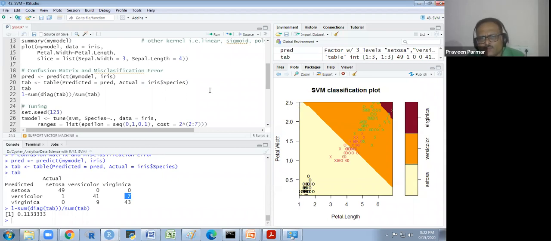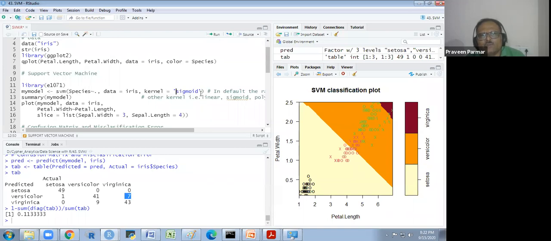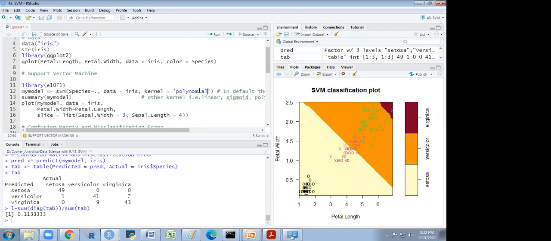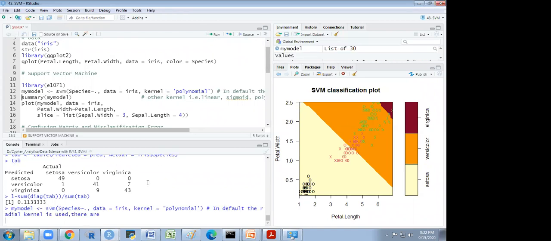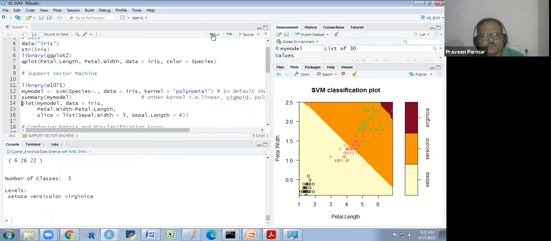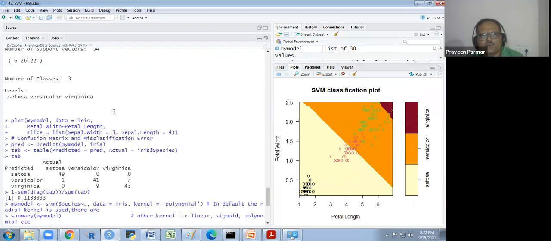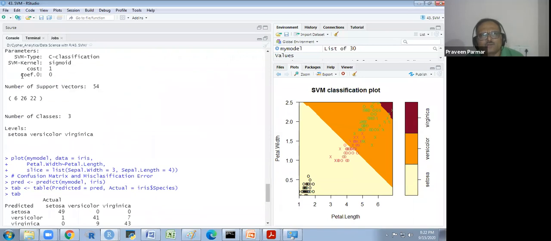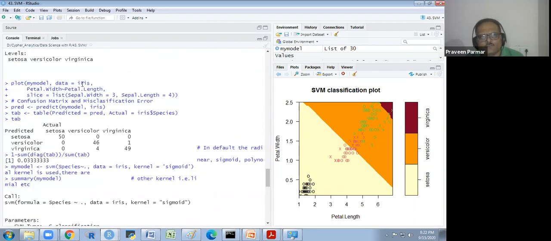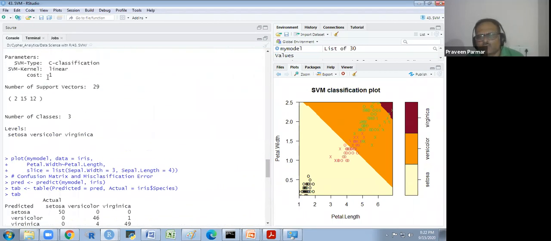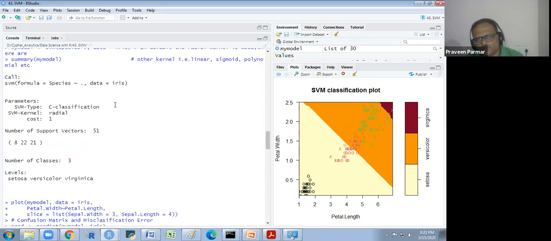So this is that one, and then I'm using the polynomial also. I run this. Here you see we are getting this, and the degree is 3, and the polynomial degree it is showing. Whatever other things come along with the model, the cost, the coefficient for the sigmoid, so there we get the coefficient. Here you see, for linear there is the cost only. Radial is the cost only.